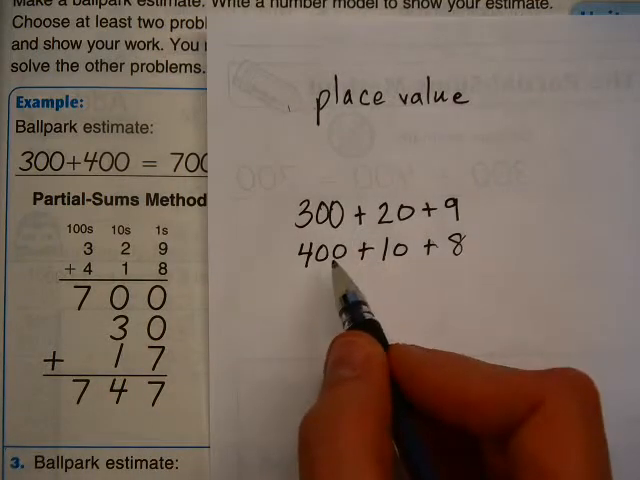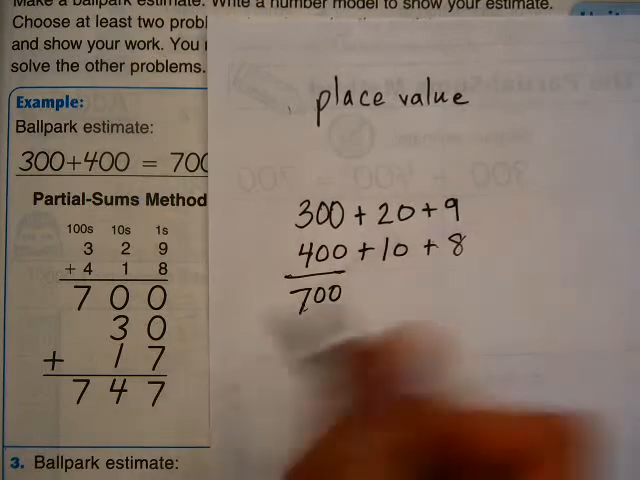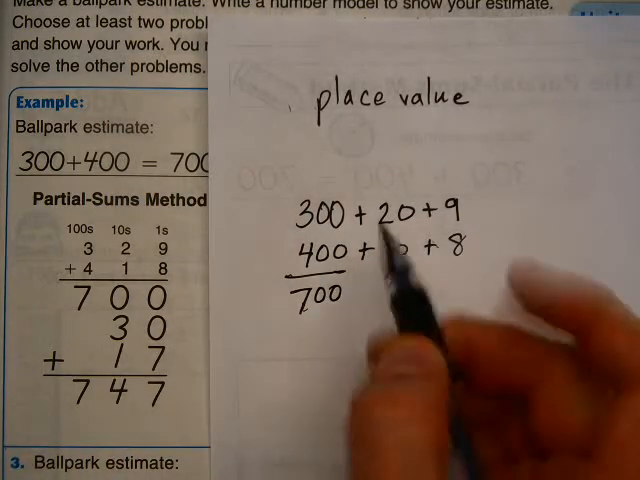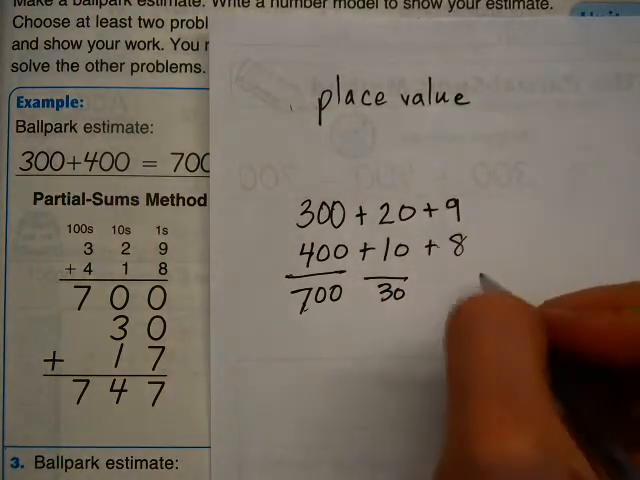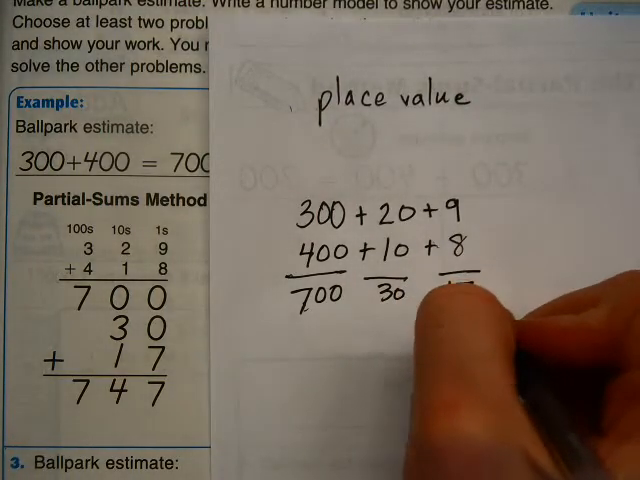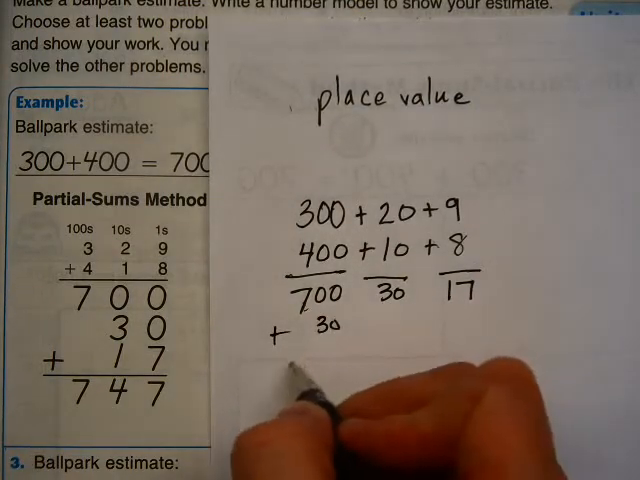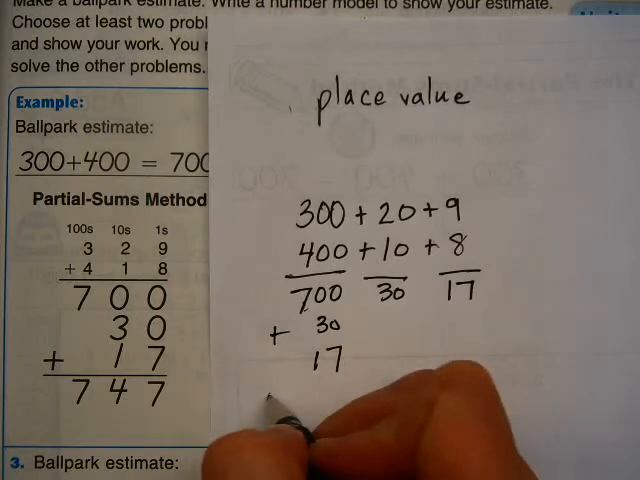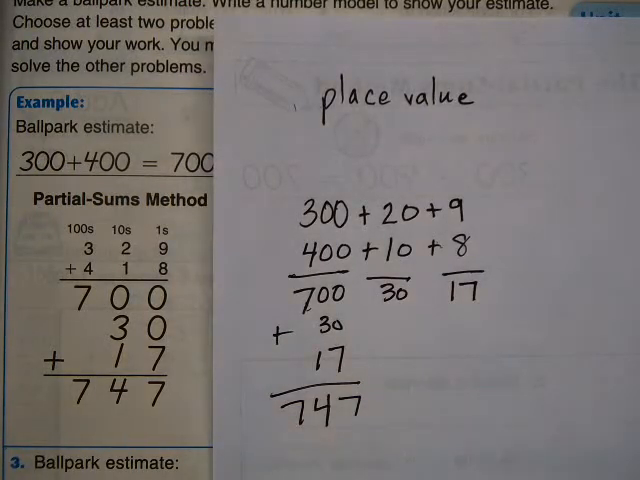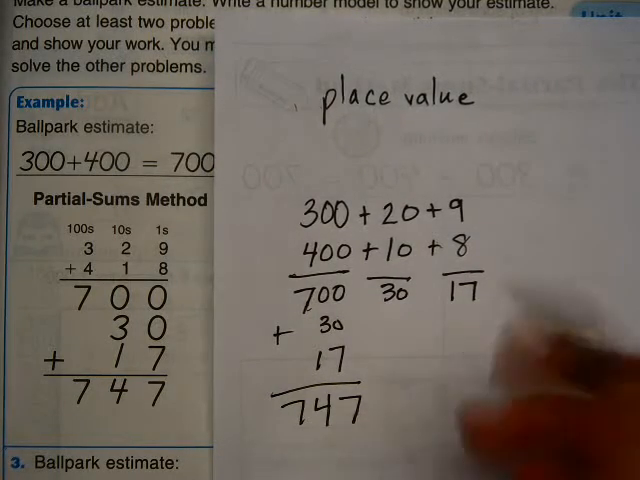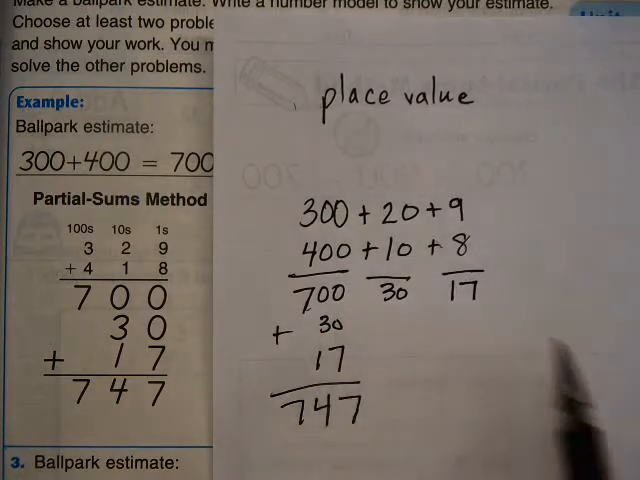They did 300 plus 400, and they got 700. And then they did 10 plus 20, and they got 30. And then they did 9 plus 8, and they got 17. And so then they did 700 plus 30 plus 17, and they got 747. Okay, so that's basically how they did that problem. They broke it down into hundreds, tens, and ones, and then they added it all up.